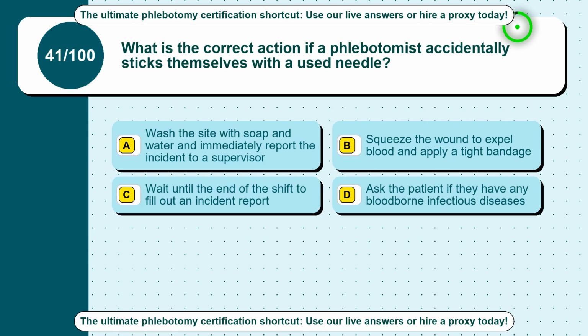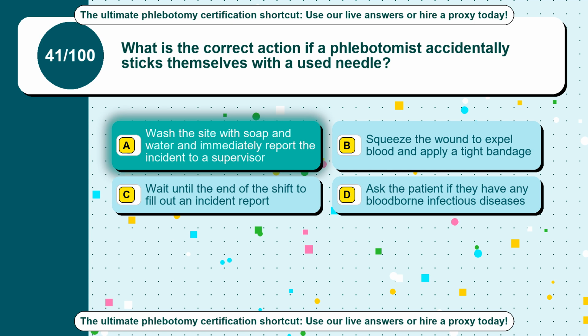Question 41. What is the correct action if a phlebotomist accidentally sticks themselves with a used needle? Option A. Wash the site with soap and water and immediately report the incident to a supervisor. Option B. Squeeze the wound to expel blood and apply a tight bandage. Option C. Wait until the end of the shift to fill out an incident report. Option D. Ask the patient if they have any blood-borne infectious diseases.